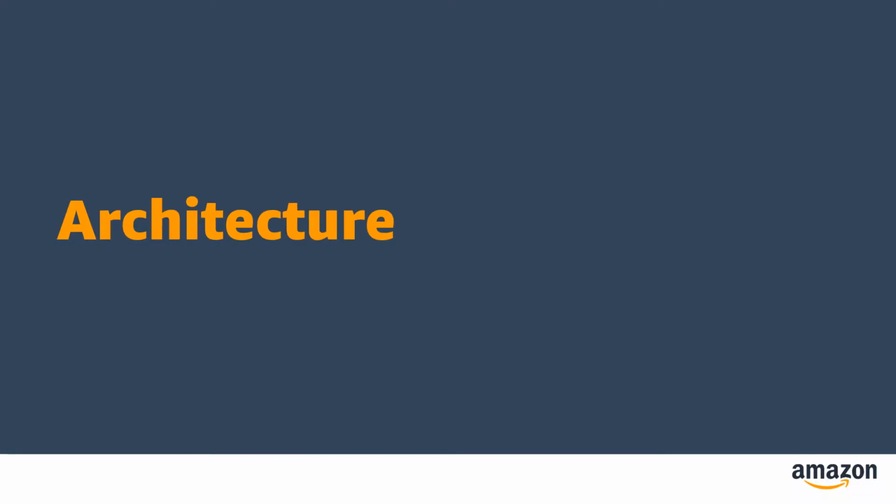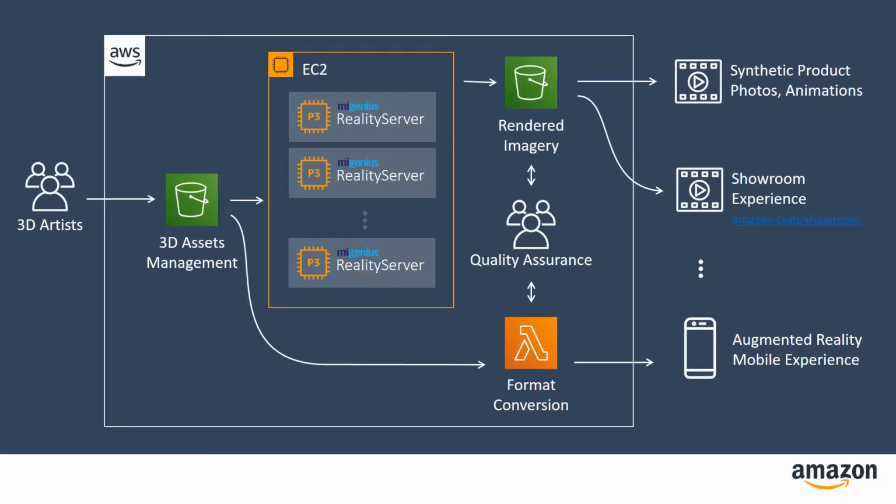First, architecture. This is a high-level and somewhat simplified overview of our ingestion, rendering, and quality assurance pipelines. Starting on the left-hand side of the diagram, we receive high-fidelity 3D assets from a variety of sources. These assets flow into the ingestion pipeline and are ultimately stored in a cloud-based asset management system hosted in AWS. From there, we can create a variety of derived assets customized for specific use cases.